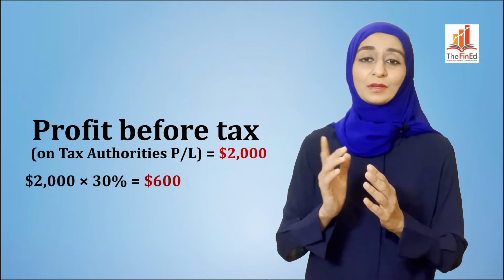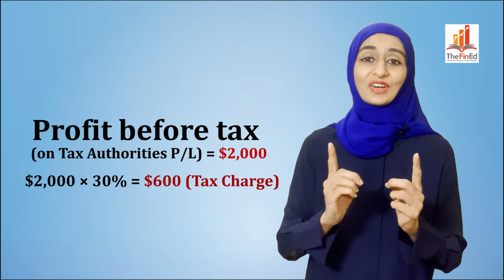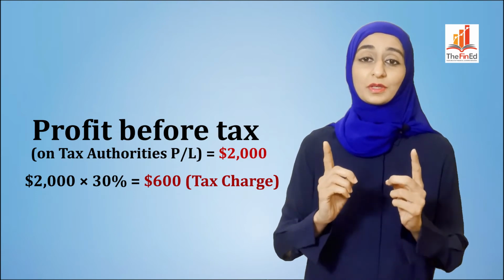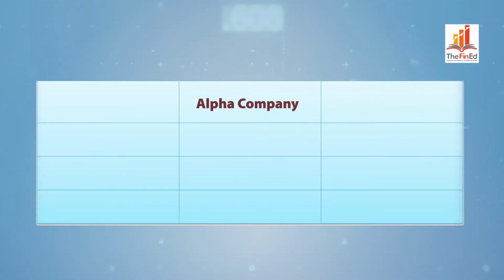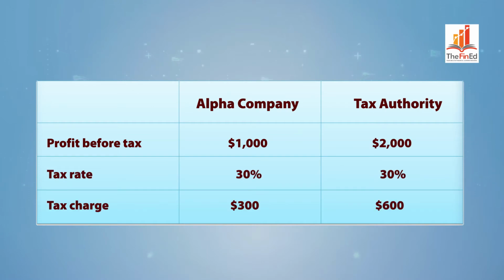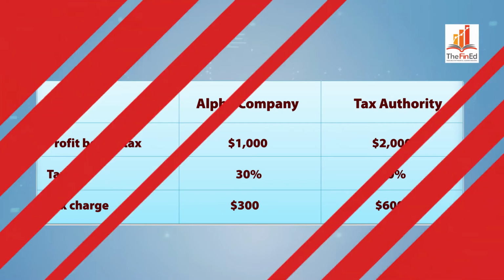Multiplying that 30% with this figure results in a tax charge of $600. Here we are seeing two tax charges being calculated for that same company. $300 on Alpha's P&L, $600 on the authority's P&L. Why is this difference arising? One possible reason for this is timing, and I want you all to remember this. In order to understand this timing concept, इस एग्जाम्पल को मज़ीद elaborate करते हैं.